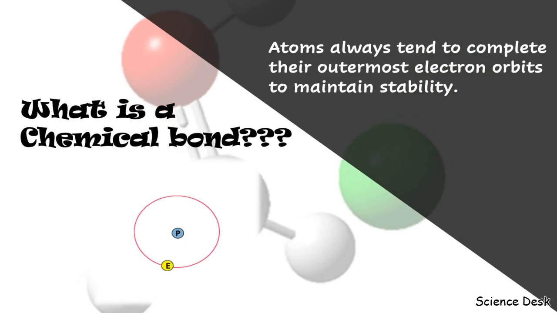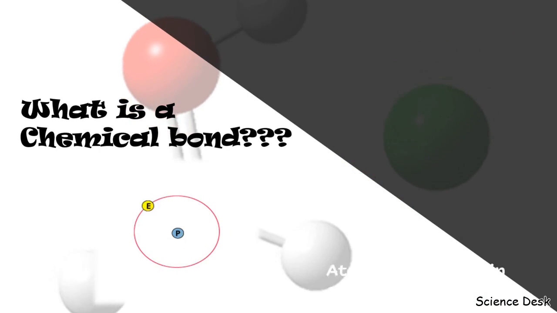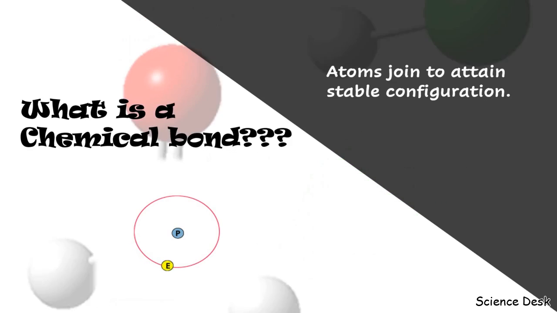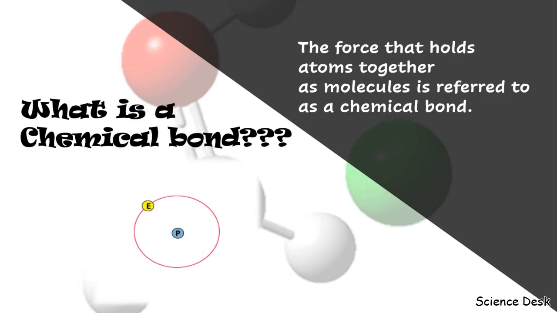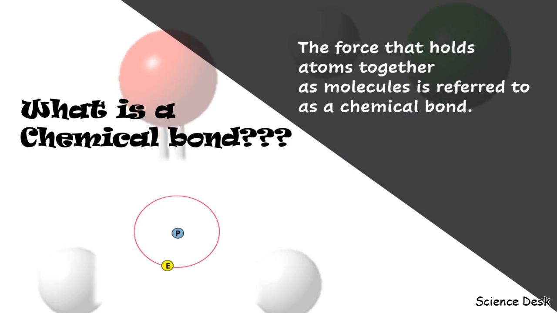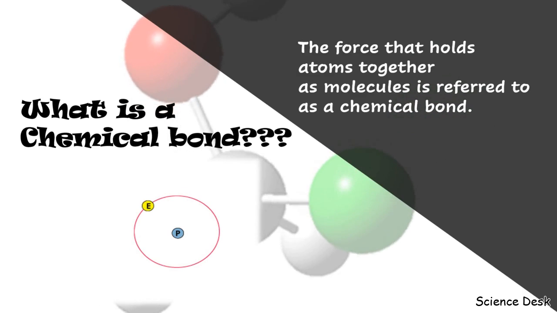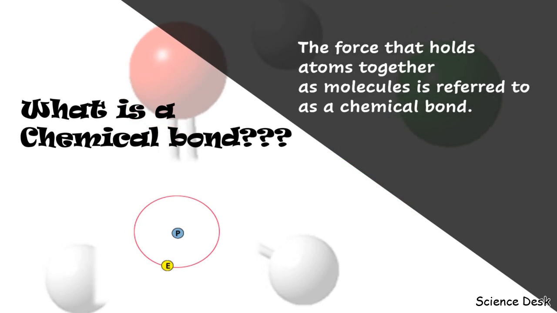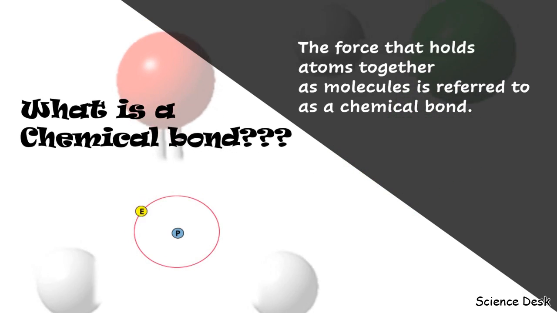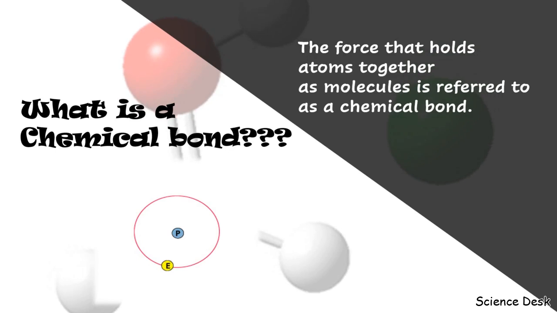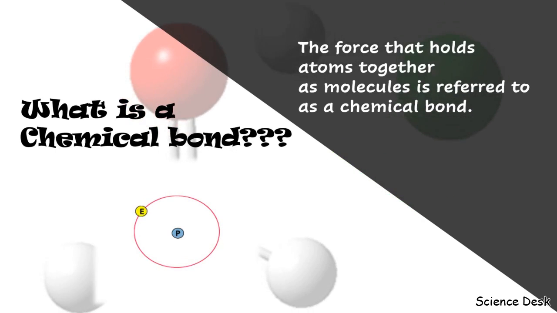Atoms always tend to complete their outermost electron orbits to maintain stability. Atoms join to attain the stable octet electronic configuration. The force that holds the atoms together as a molecule is referred to as a chemical bond. This force helps in molecule formation, and this chemical bond helps the atoms to attain their stable electronic configuration.